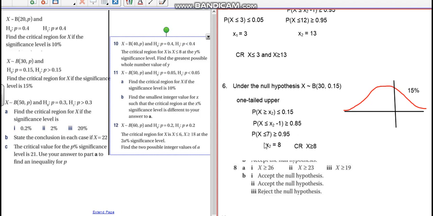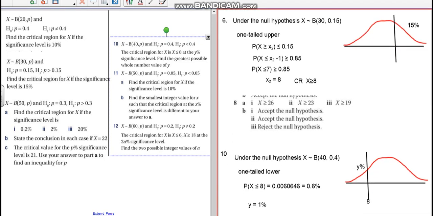So again, I've got a mistake there. Let's get that as 8. So that number there is 7. The probability of less than or equal to 7 is more than 0.85. So that comes here, which means the number I need is 8, and therefore the critical region is x greater than or equal to 8. Okay.